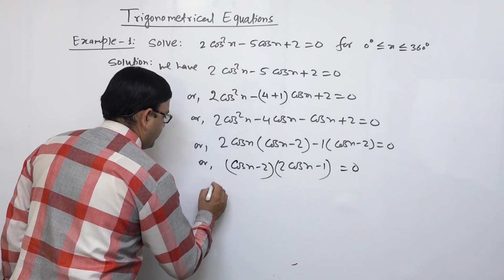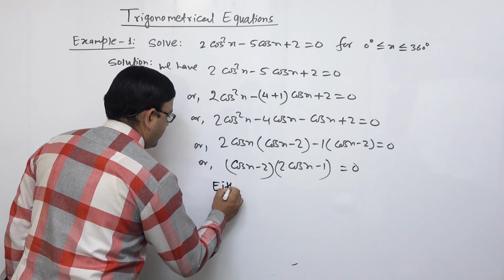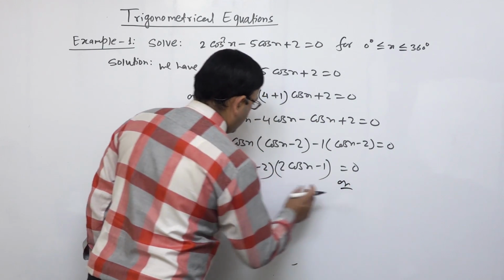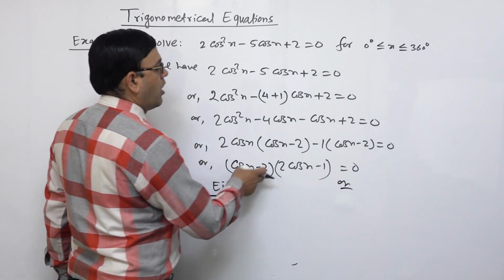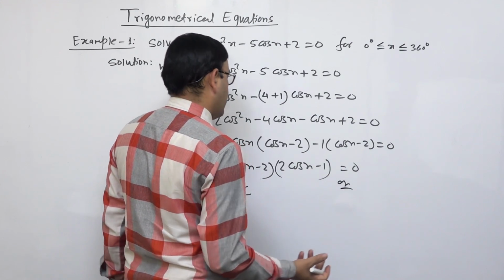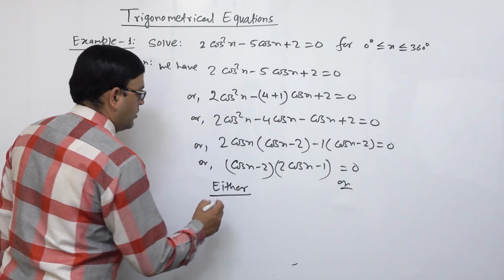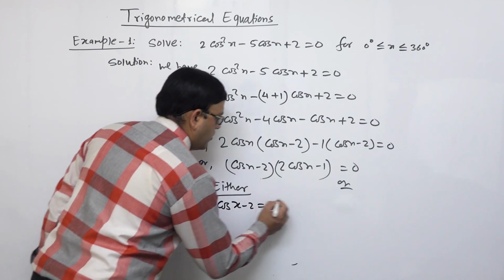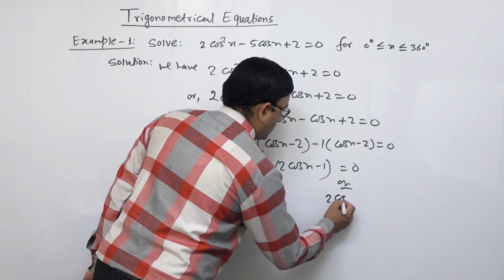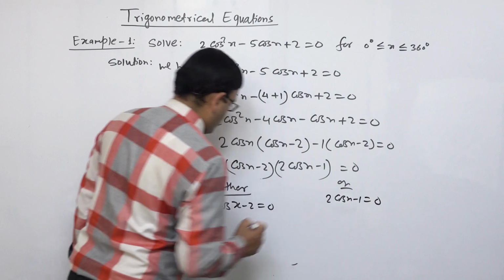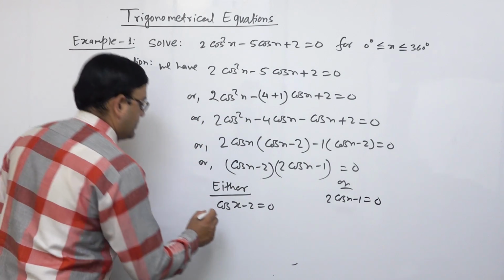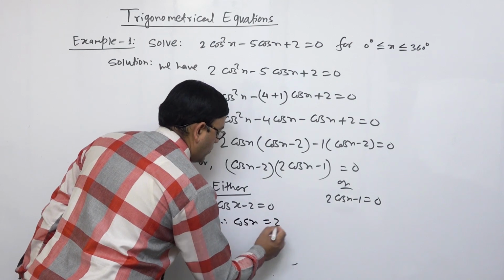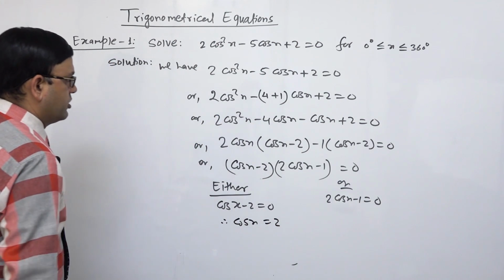Now either this is equal to 0 or this is equal to 0, any one will be 0. So we can write either cos x minus 2 is equal to 0 or 2 cos x minus 1 is equal to 0. So if here cos x, we can write therefore cos x is equal to 2, and here which is not possible.